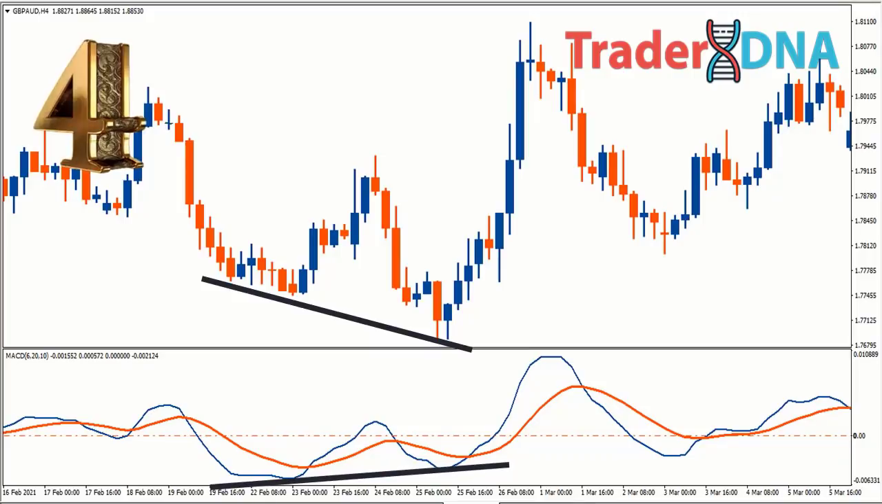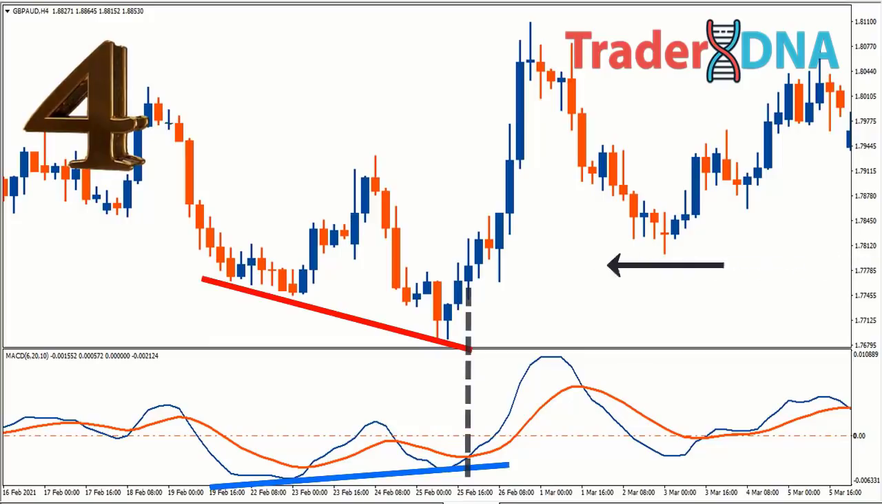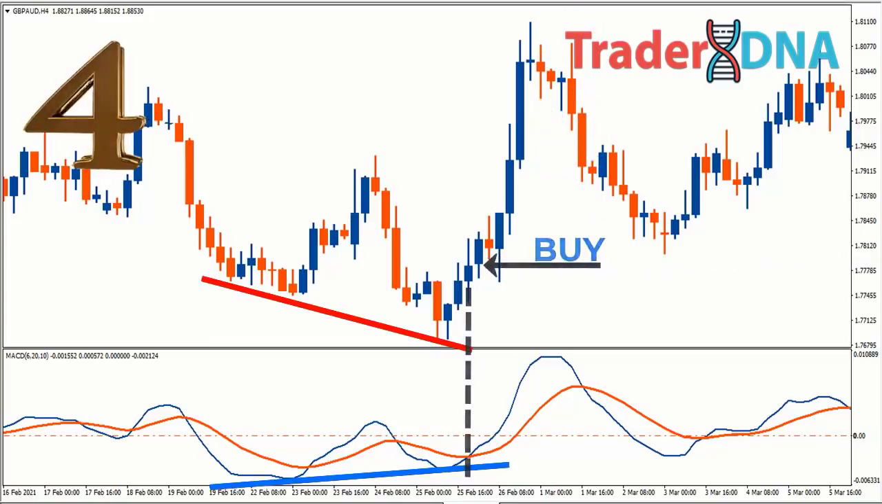In this example, the price made a lower low, but MACD made a higher low. This divergence between price and MACD signals a possible trend change. Think of the MACD divergence as an early warning sign for trend reversals, or at least, choppy market conditions ahead.